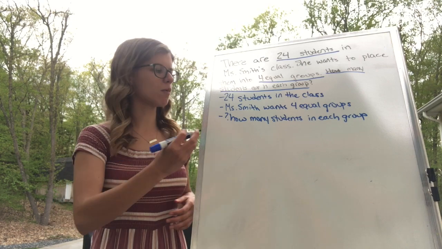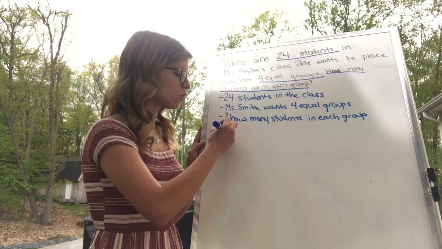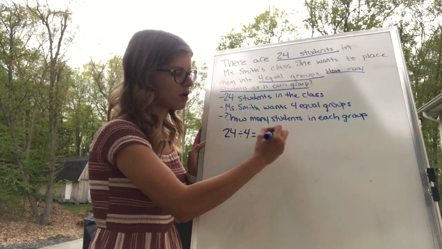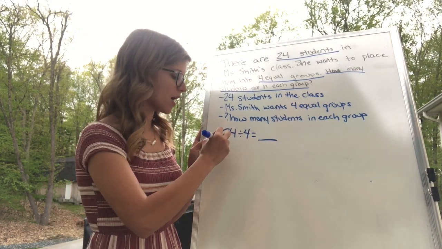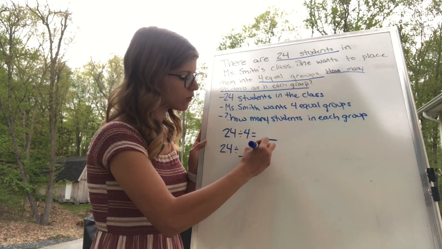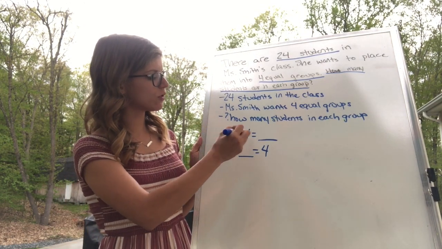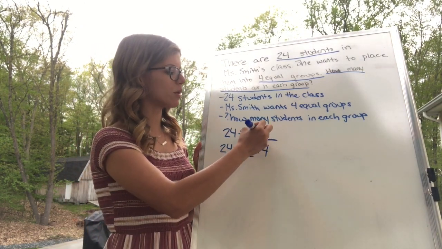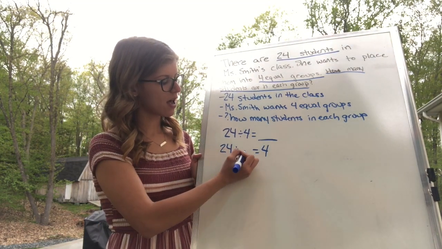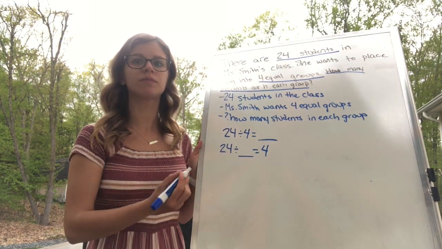To figure out this problem, I can think of a few different equations. I can think 24 divided by 4 equals what? I could also do 24 divided by what equals 4, because I'm figuring out if I broke 24 students into 4 equal groups, how many will be in each group? Or if I broke 24 students into a group, there would be 4 groups.